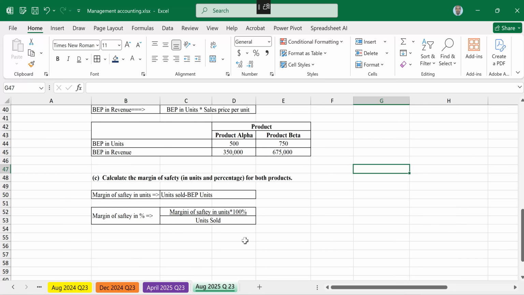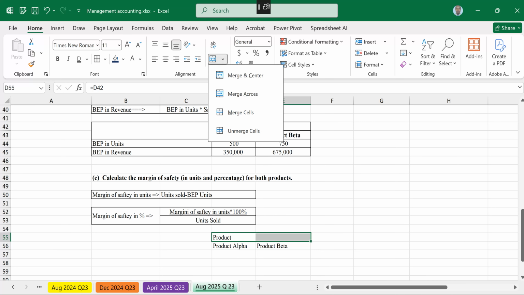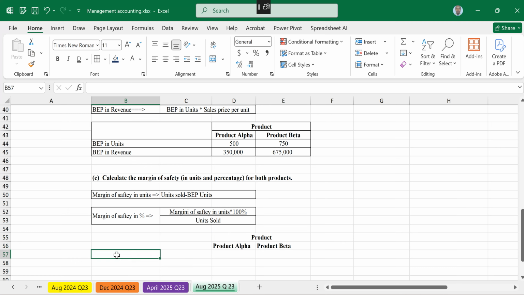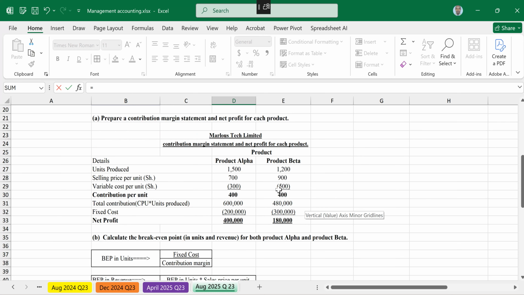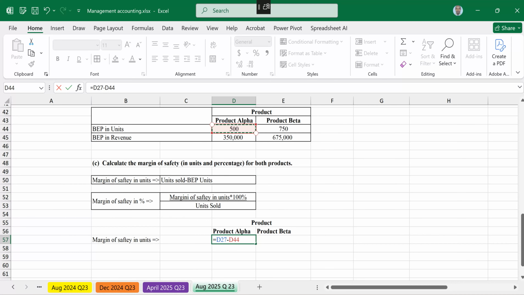For product alpha and the other product, the two products, give us the margin of safety in units. So units sold minus BEP units, that will be equal sign. The units sold were 1500, minus BEP in units, which was 500. Enter. The answer is 1000.